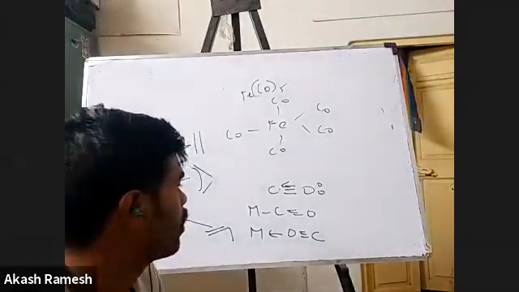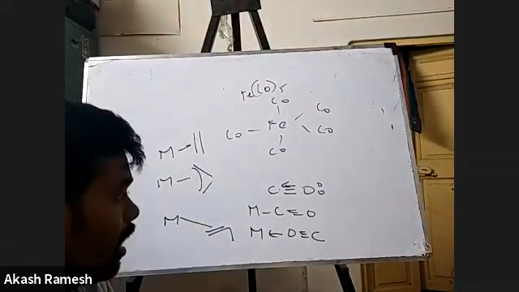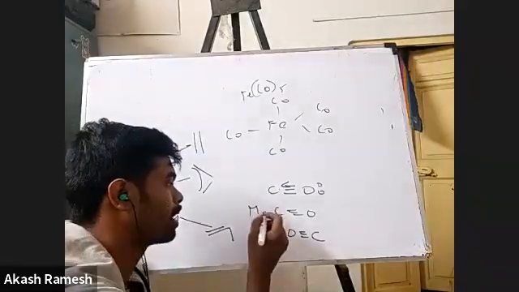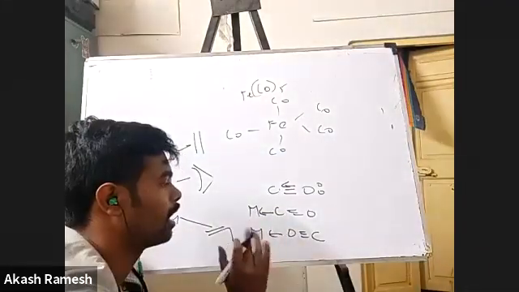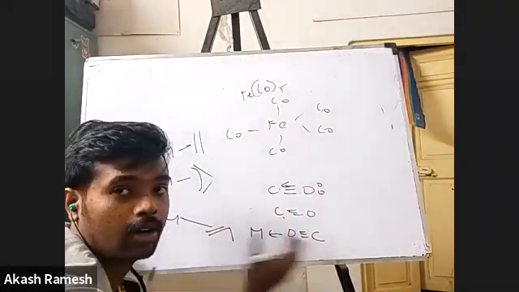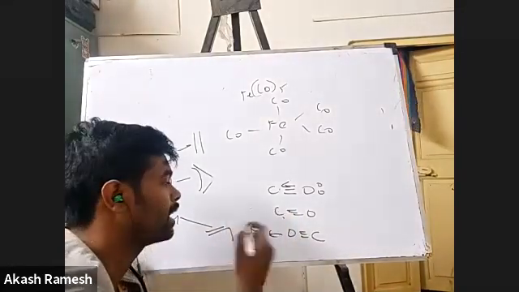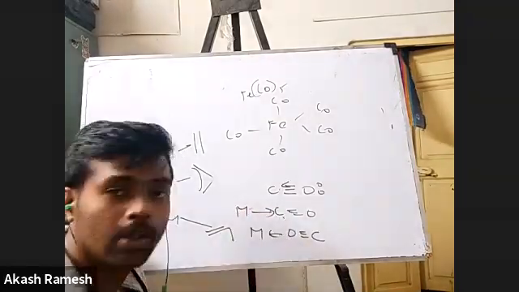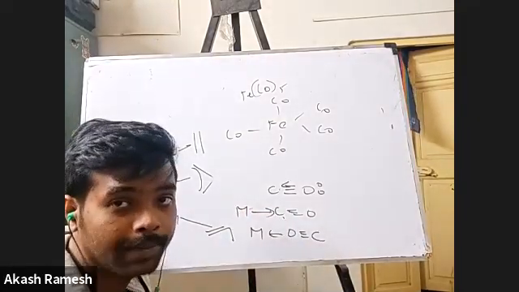Okay. Now, one more thing also can happen. You see, this is a sigma bond which is forming here. What I can understand is that it is not only that carbon will be able to donate electrons or oxygen will be able to donate electrons. I can even have the metal donating electrons to the carbon. That is also a possibility, right?